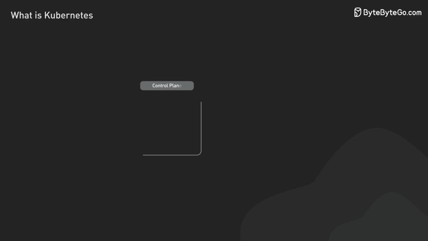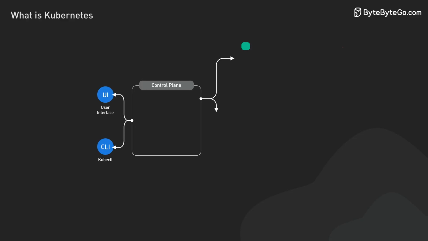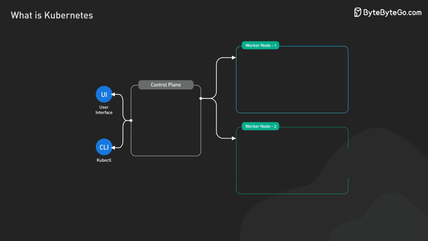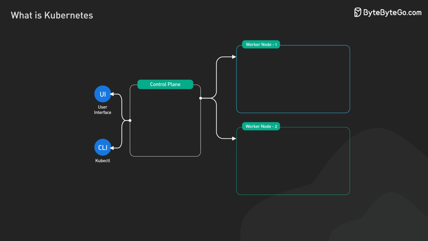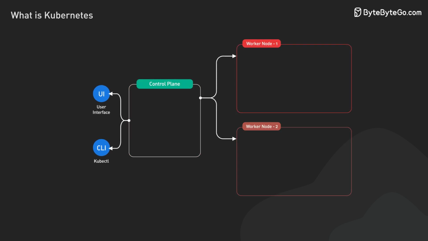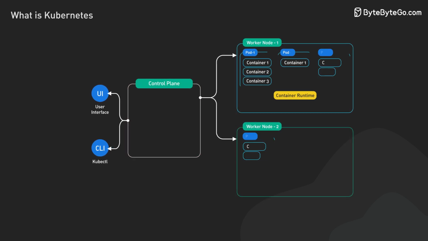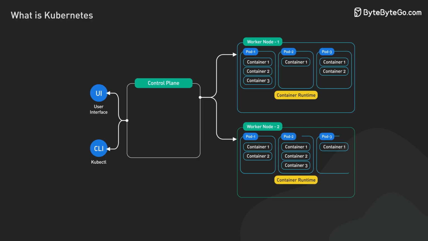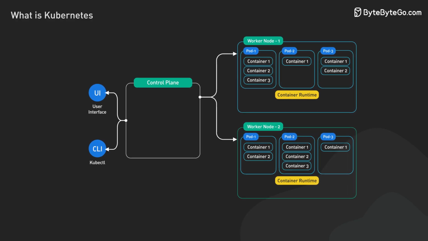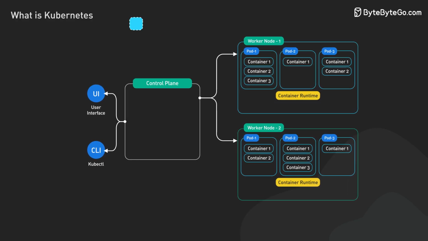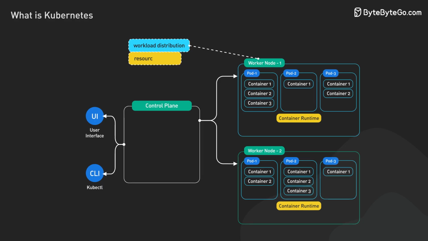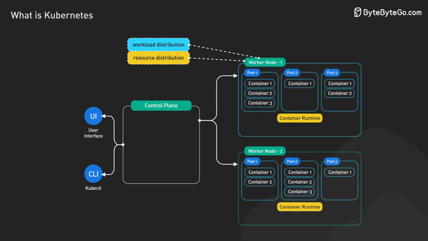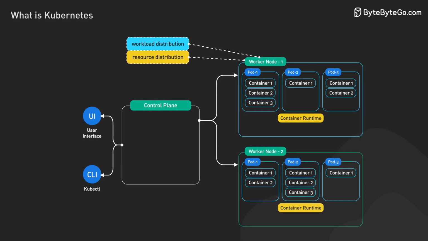Now let's dive into the architecture of Kubernetes to understand how it provides these benefits. A typical Kubernetes cluster consists of the control plane and multiple worker nodes. The worker nodes are the workhorses of the cluster. They are responsible for running the containers that make up our applications. The number of containers on each worker node depends on factors like resource requirements and overall workload distribution.